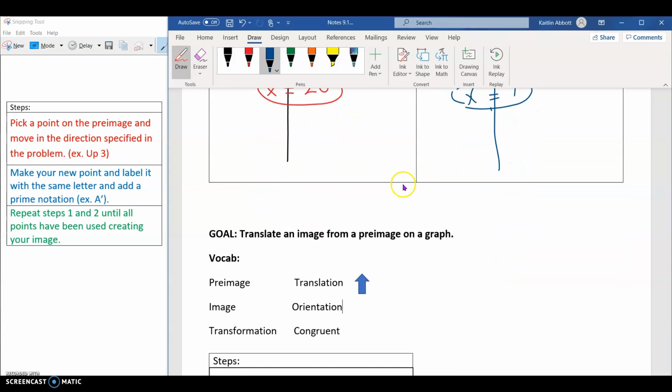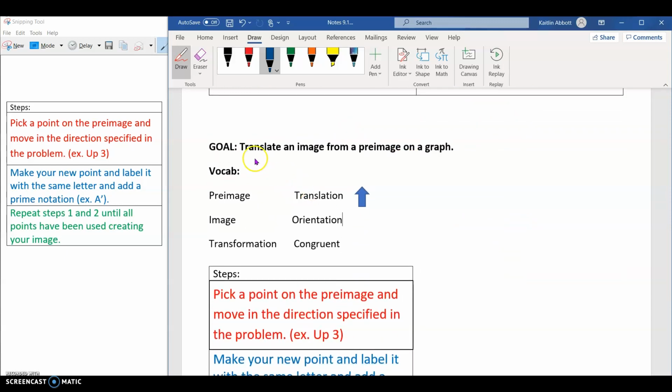Okay, moving on to today's work. Our goal for today is we're going to be able to translate an image from a pre-image on a graph. You might be very confused at what these words mean, but let's go over some vocab. A pre-image stands for the very first image that's on a graph. So it's the very first picture that you see, usually a shape on a graph. That is the pre-image because it's the first thing.